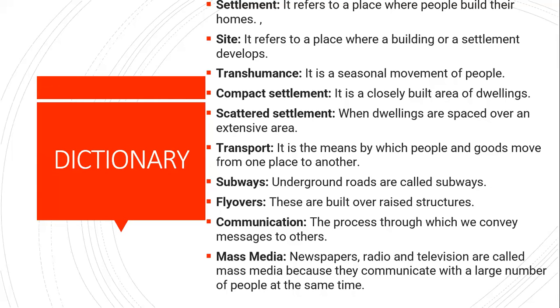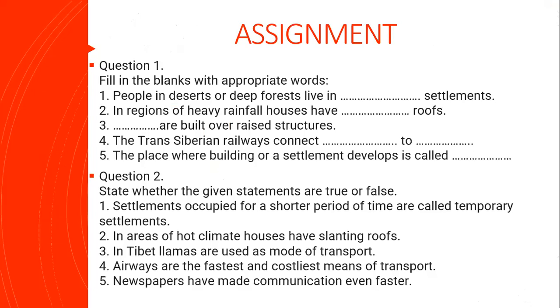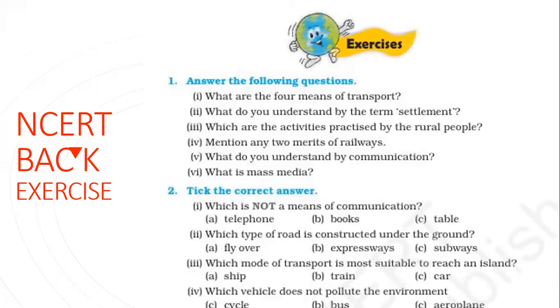During the explanation of the chapter, we came across many new terms such as site, transhumance, compact settlement, scattered settlement, transportation, subway, flyovers, communication, mass media, etc. These are the important terms for better understanding of the chapter. This is a short assignment. After studying the chapter carefully, reading it, and understanding it, this assignment can easily be solved by you. Finally, it's the back exercise of your NCERT book, which is also very easy and can be easily done by you. That's all in the chapter.